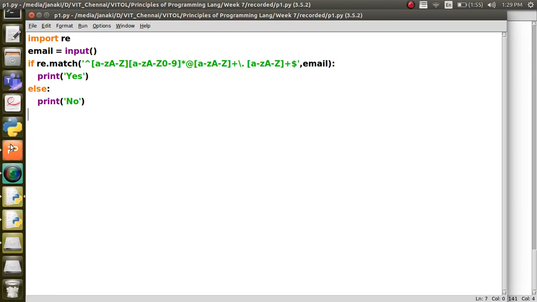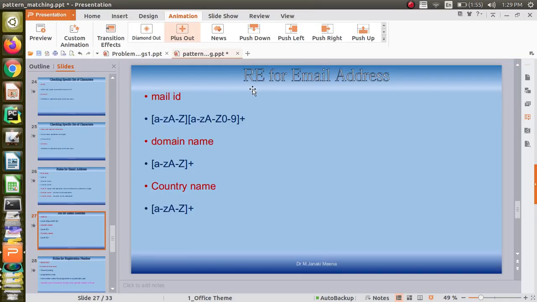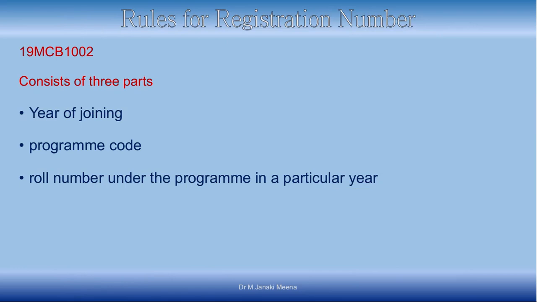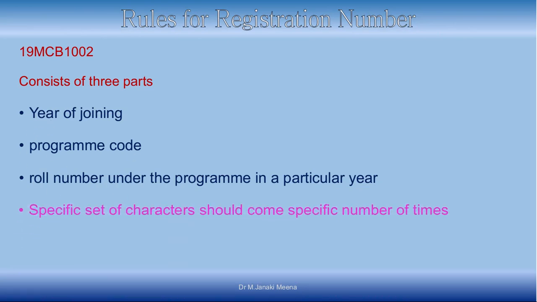So now let us see the other example. The other example is for registration number. You know the registration number also consists of 3 parts: the year of joining, the program code, and the roll number. And here you have to have specific characters as well as a specific number of times.